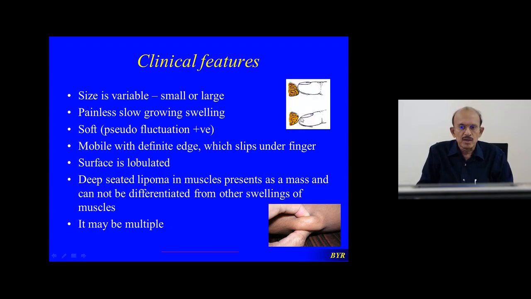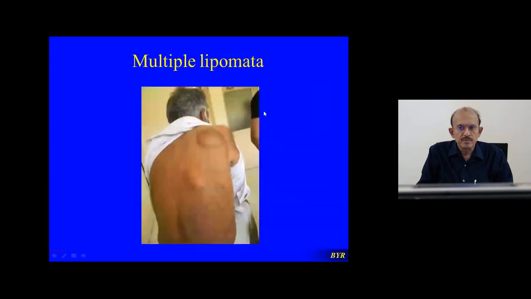This is a method of demonstrating the slipping edge. This is the edge. You keep your finger over the edge. Then it gets displaced because of the mobility, that's all. Because of the mobility, the mass moves forwards or slips away from your finger. So sometimes it may be multiple.